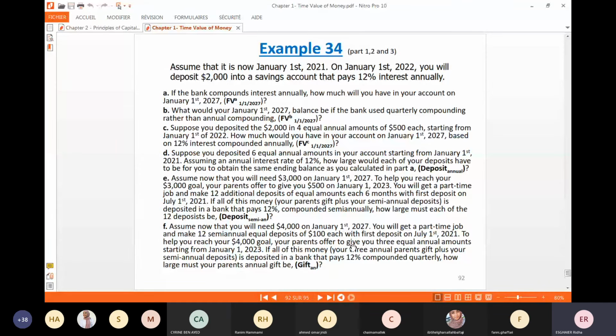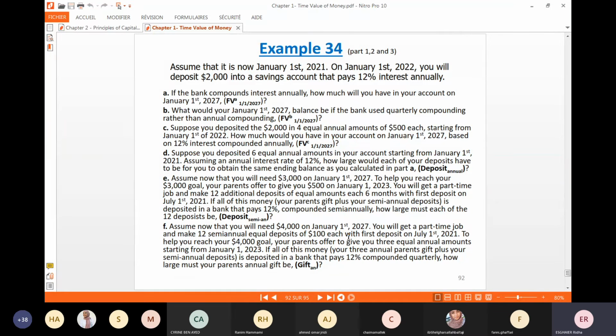If all this money, the gift from your parents and the 12 additional deposits you'll make, is deposited in a bank that pays 12% compounded semi-annually, twice per year. How large must each of the 12 deposits be to reach your goal to accumulate at 1/1/2027 $3,000? So we draw the timeline. As I said, this is the first step. This is our timeline: 1/1/2021, 1/1/2027.